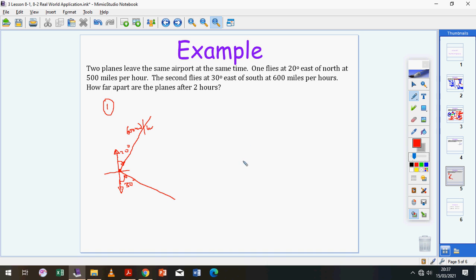The first one was 500. First one was 500, sorry. Second one is 600 miles per hour.